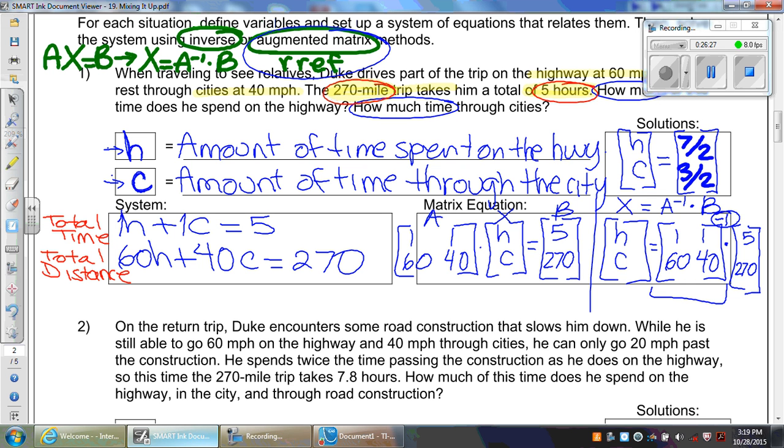Now, if we translate that into hours and minutes, we could say that the amount of time he spent driving on the highway was 7 halves of hours, or 3.5 hours. The amount of time that he spent driving through the city was 3 halves. If we divide that, we will get 1.5 hours.